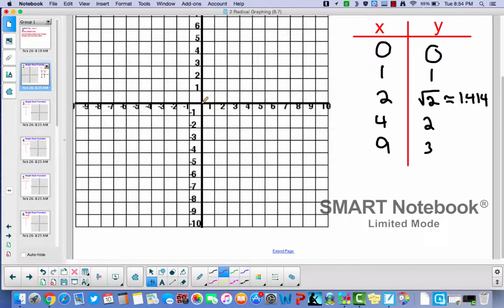So let's plot these points. We've got 0, 0, 1, 1, 2 about 1.41, 4, 2, and 9, 3. And so we have a curve that starts here and arcs up. It's going to continually get higher, because when we get out here to 16, it's going to be 4. When we get out here to 25, it's going to be at 5, and it's going to continue.